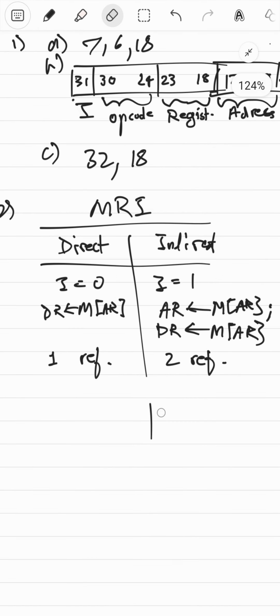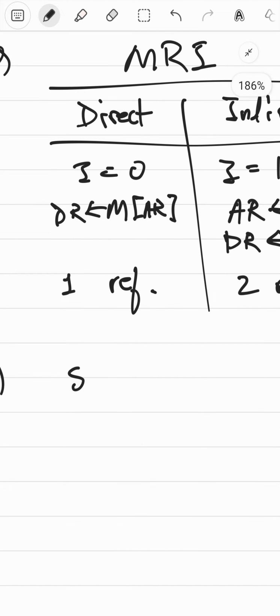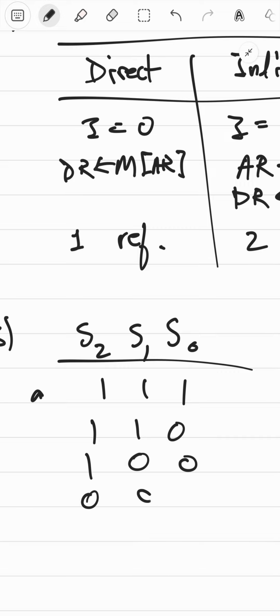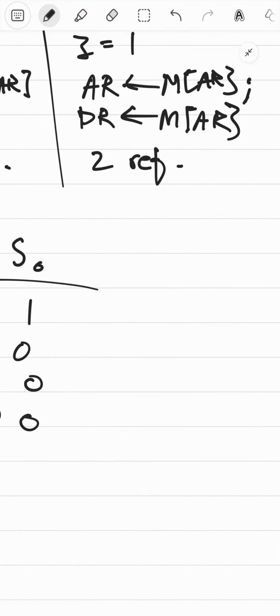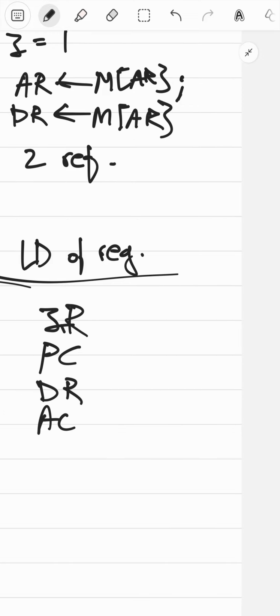So this was easy. Next, third is the following control inputs are active in the bus system shown. So they have given this diagram S2, S1, S0. So A, it's 111, 110, 100, 000, whatever. And the load of register. So basically, which register has its load pin on. I don't know why there couldn't be multiple of them. I guess they just didn't want.